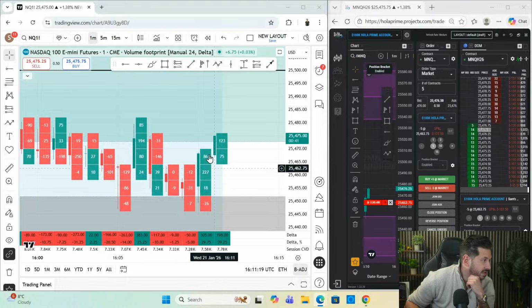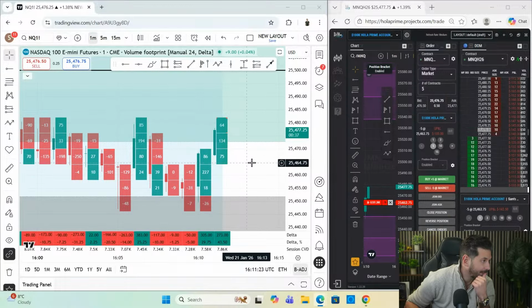Okay, this is looking good. I'm liking this. There's a bit of speed in the market. This is looking a bit better. I'm liking the speed. Come on.